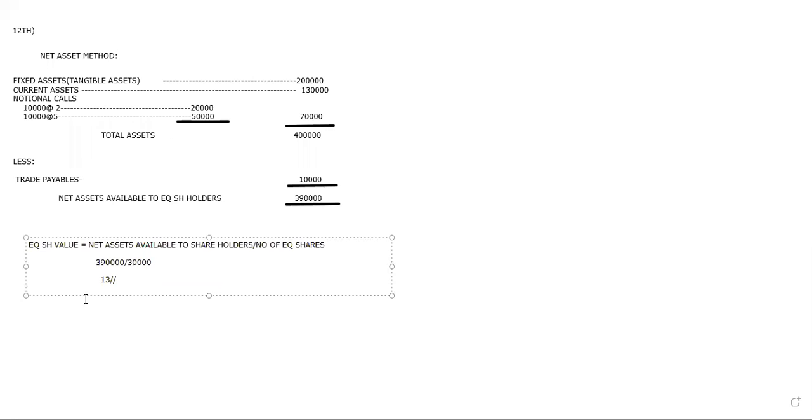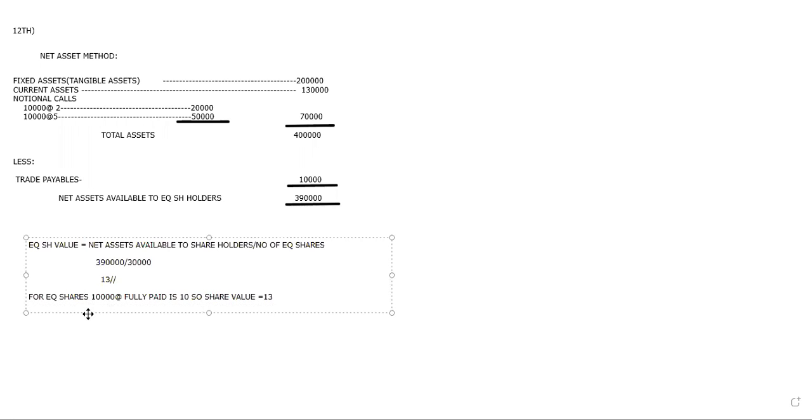Now we have 3 category people, no. So then what do we do? How are we going to do it? For equity shares of 10,000 at the rate of fully paid is 10. So share value is equal to 13 rupees.